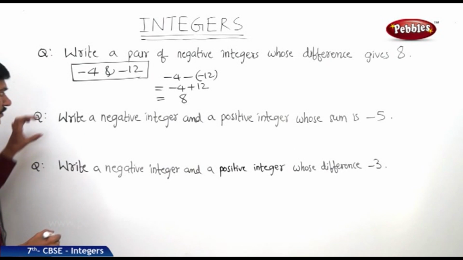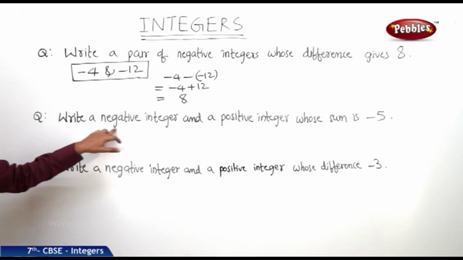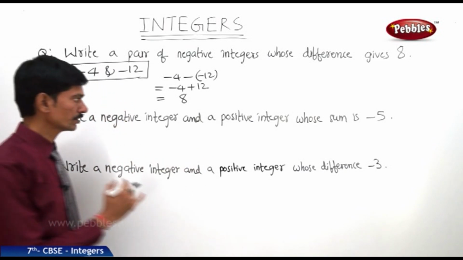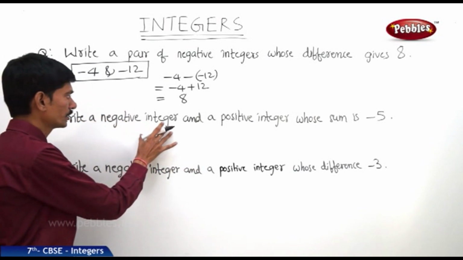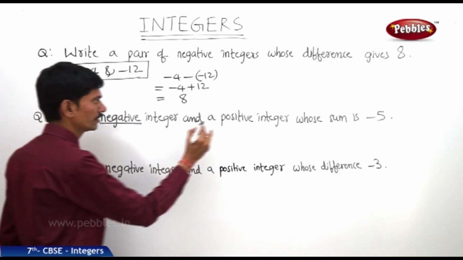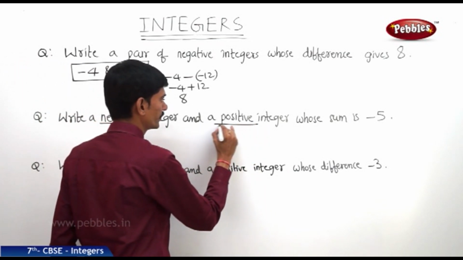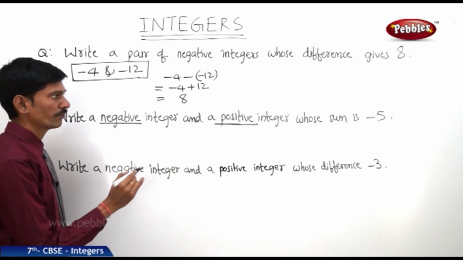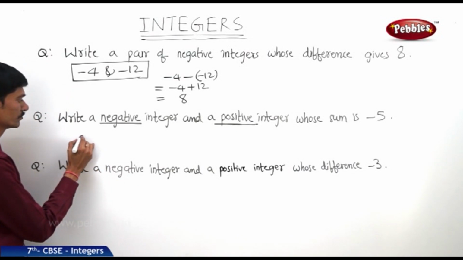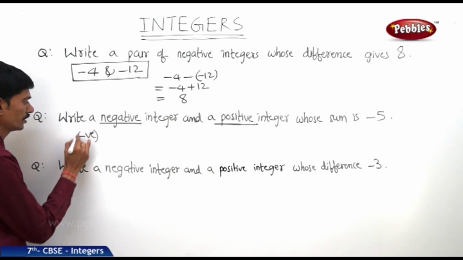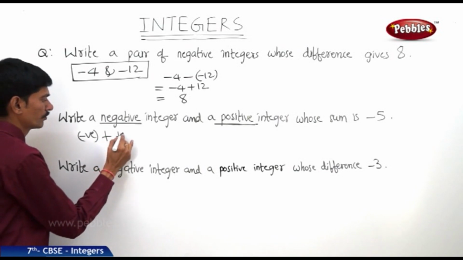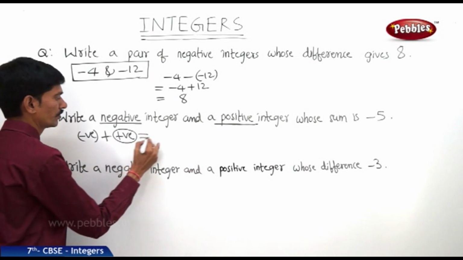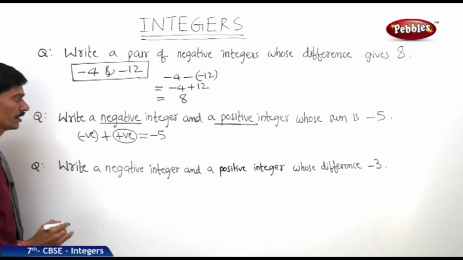The next question: write a negative integer and a positive integer whose sum is -5. Means you have to take a negative integer and a positive integer. So first negative integer, then positive integer, but the sum is -5. So your negative integer plus positive integer, their sum should be -5. So what should be taken here?